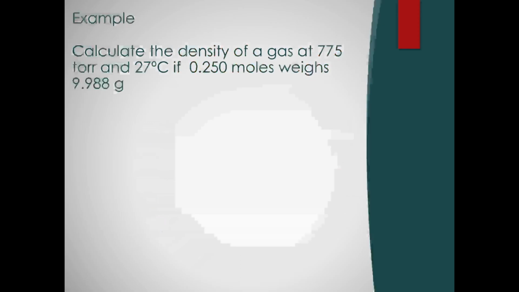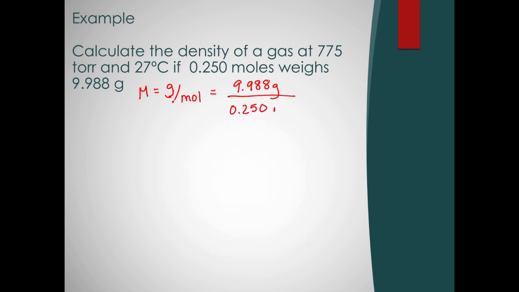So let's try another one. Calculate the density of a gas at 755 torr and 27 degrees Celsius if 0.250 moles weighs 9.988 grams. So rather than giving us the molar mass, they've given us grams and moles. But we can calculate the molar mass because we know molar mass is grams per mole. So if we just calculate this as grams divided by moles, that will allow us to get our molar mass in grams per mole, and we will get 40.0 grams per mole.